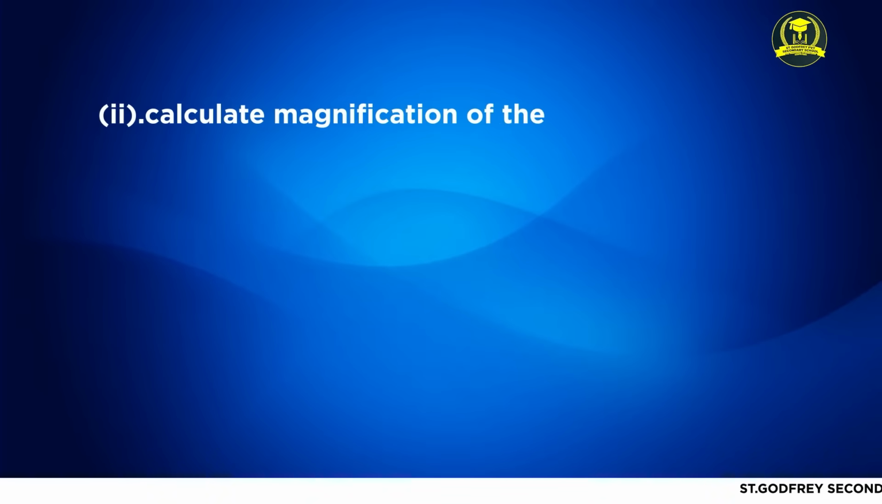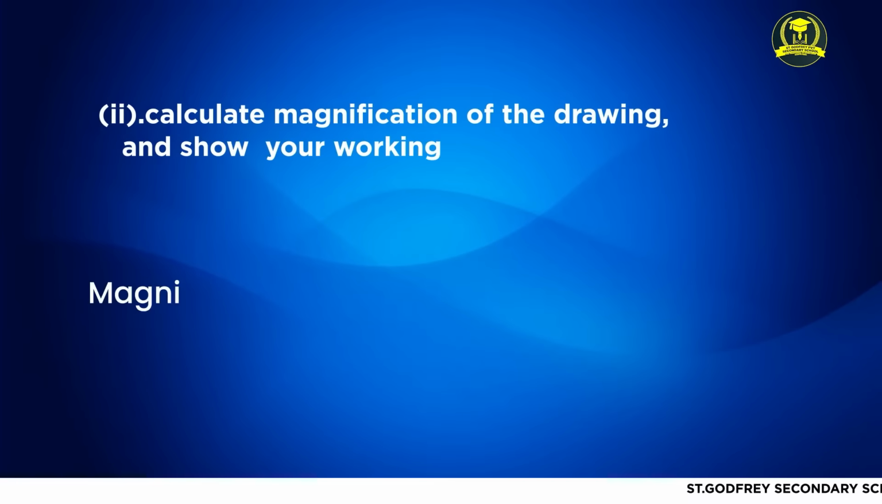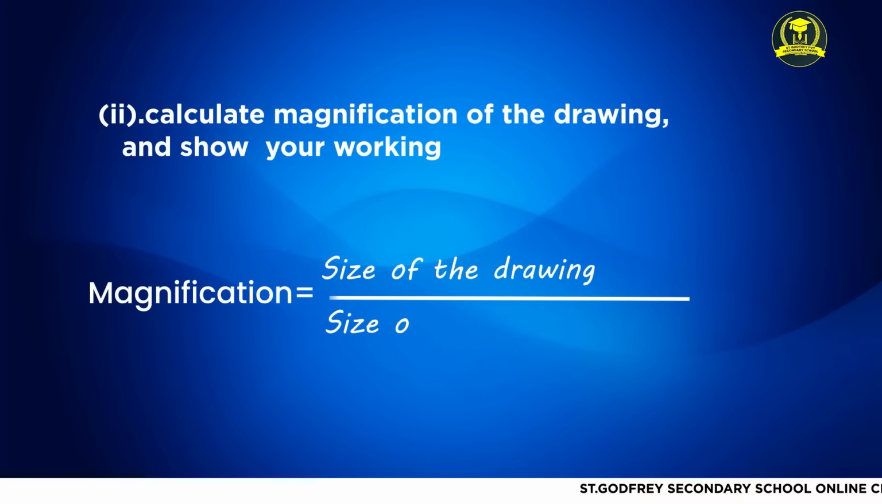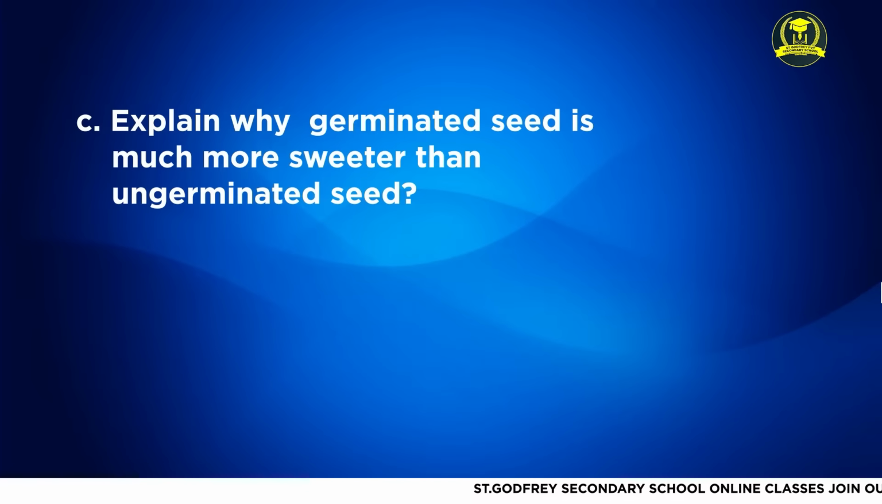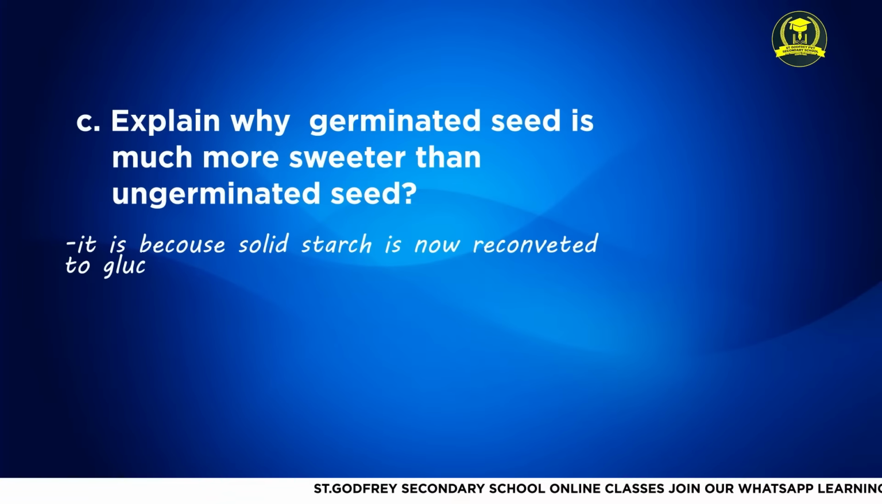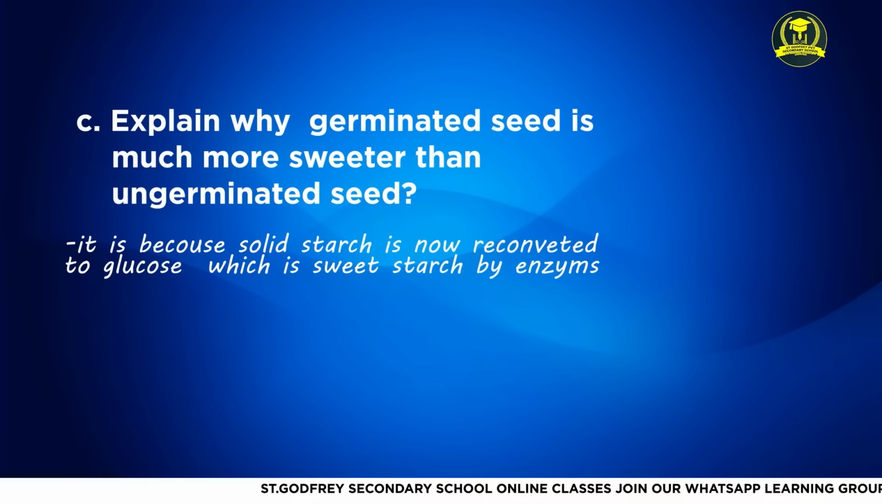Calculate the magnification of your drawing and show your working. Magnification is equal to size of the drawing over size of the specimen. Question C. Explain why a germinating seed tastes sweeter than an ungerminated seed. It is because stored starch is converted to glucose, which is sweeter than starch, by enzymes.